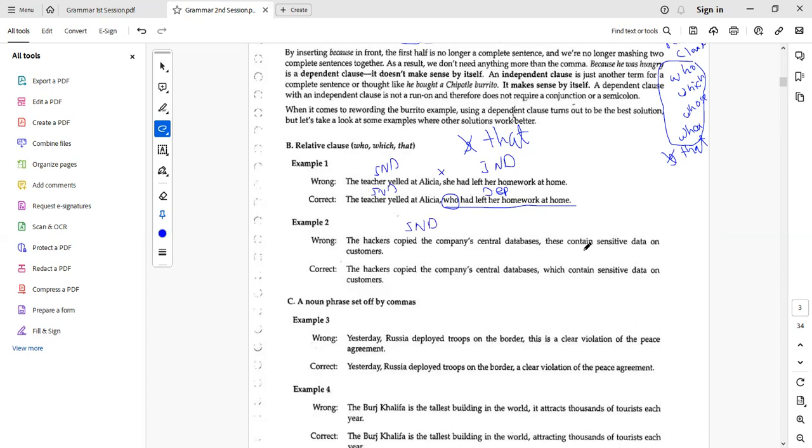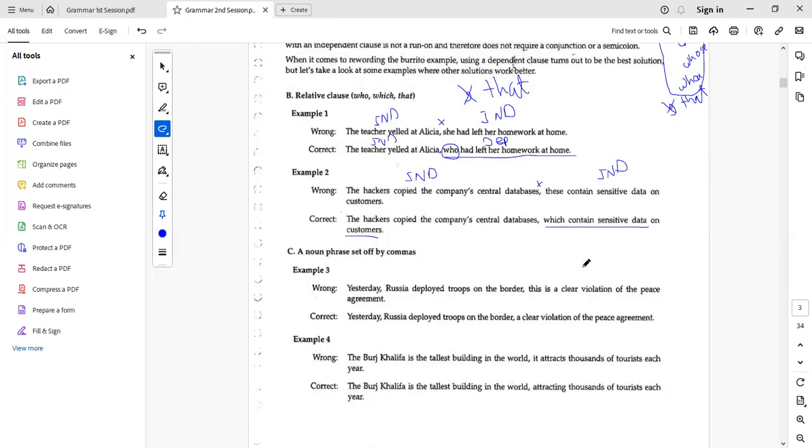These contain sensitive data on customers, independent. Between them, comma is wrong. So what he did, he changed the second sentence to be a relative clause, dependent, by putting which. The white teacher here, he put who, and here he put which. Because who is for people, so Alicia, who. Which is for things, databases which. And he put a comma. So now it is right.